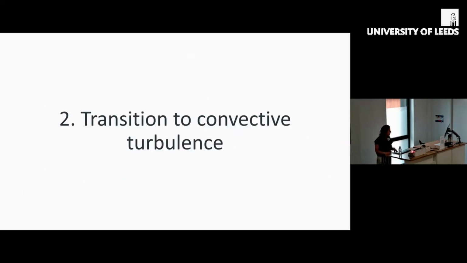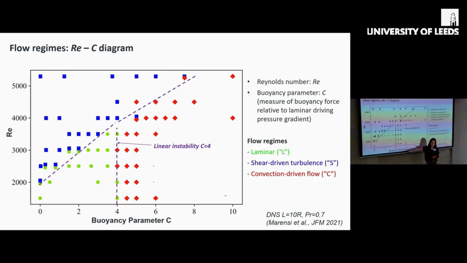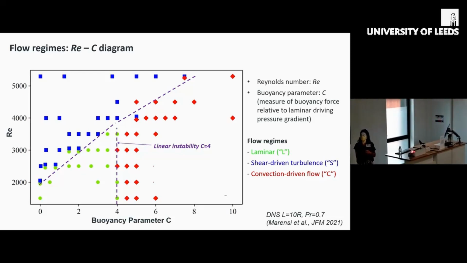So the other question was the transition to convective turbulence. So here we see that at low Reynolds number, convective turbulence appears around C equal 4, and this has also been related to a linear instability that enters at this value of C. And then this critical value of C for the switch to convective turbulence moves to larger values as we increase Reynolds number. So there is a competition between shear-driven and convection-driven mechanisms. So we want to understand a little bit more how this convection-driven state is triggered and sustained.